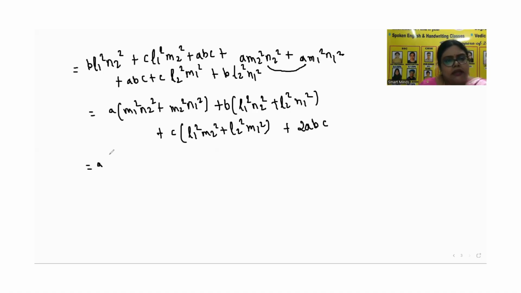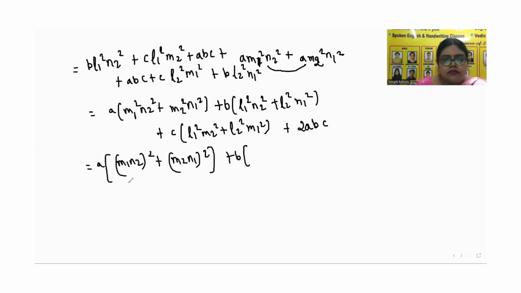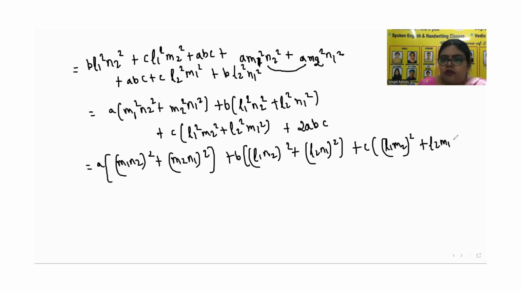Now that is A into M1 square N1 square, we can write M1 N2 whole square plus M2 N1 whole square, plus B into L1 N2 whole square plus L2 N1 whole square, plus C into L1 M2 whole square plus L2 M1 whole square, plus 2ABC.